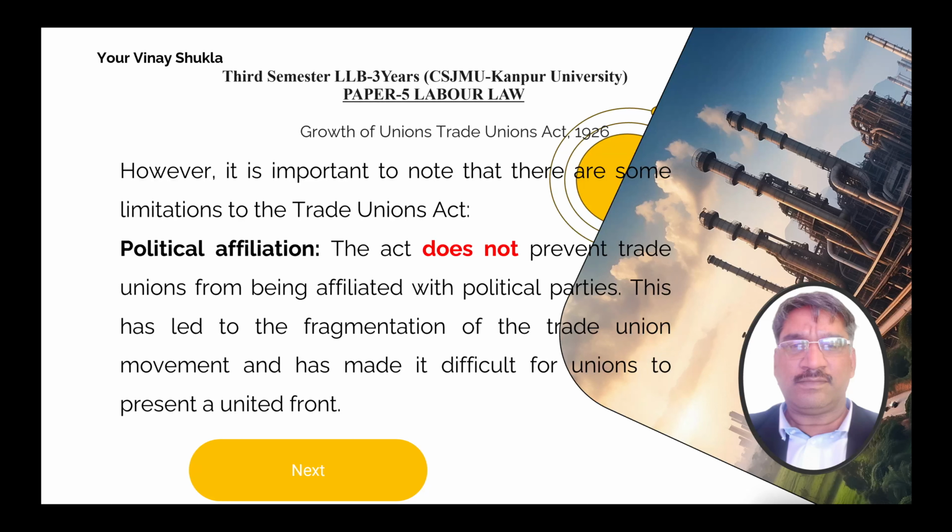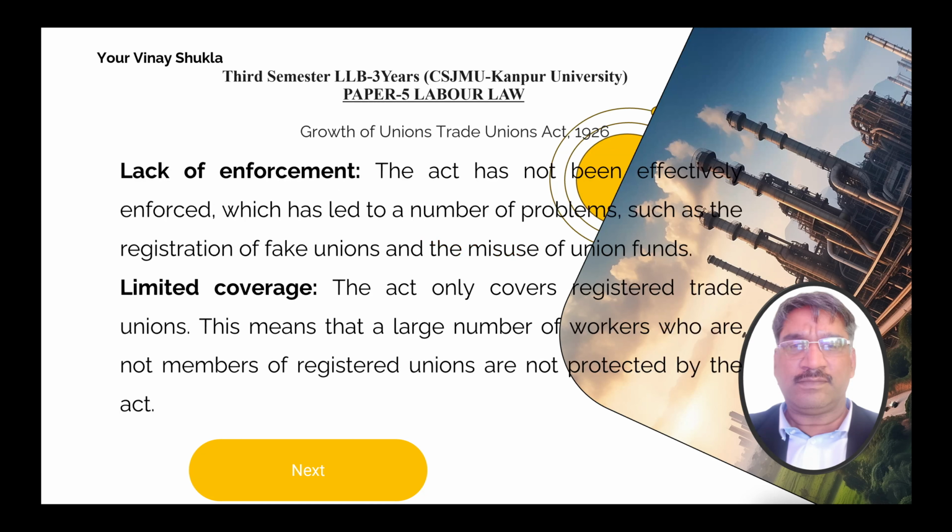Political affiliation. The Act does not prevent trade unions from being affiliated with political parties. This has led to the fragmentation of the trade union movement and has made it difficult for unions to present a united front. Lack of enforcement. The Act has not been effectively enforced, which has led to a number of problems, such as the registration of fake unions and the misuse of union funds.